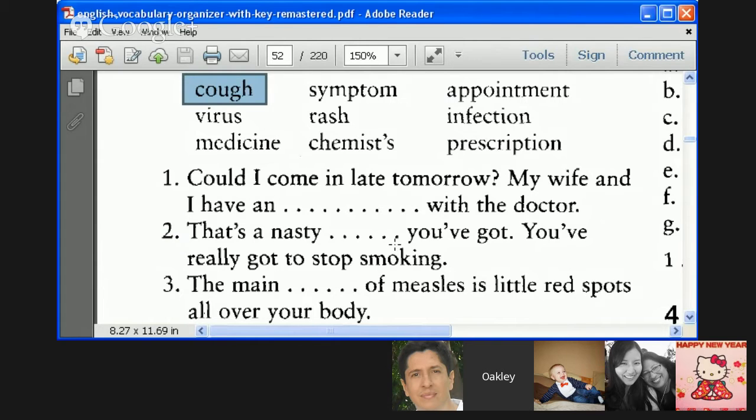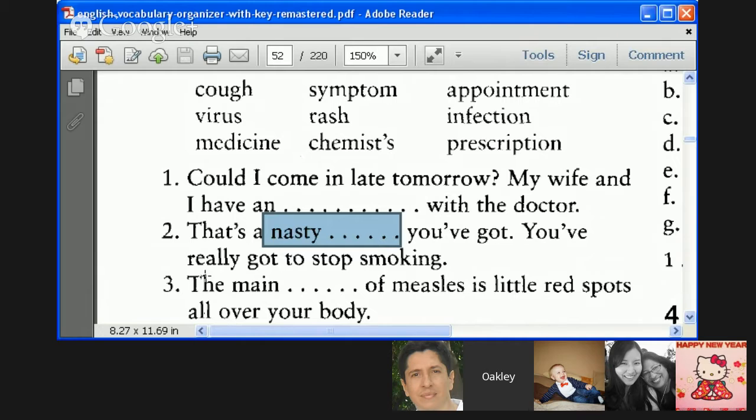Don't worry, I covered my mouth. Probably cough because the person is a smoker. All right. That's a nasty cough you've got. Boy, I'd hate it if a doctor said that's a nasty something you've got. I'd be nervous. Oh no, the doctor doesn't know what it is. Oh my goodness. All right. Very common collocation, by the way. Nasty cough. Those words go together very commonly, frequently in English.